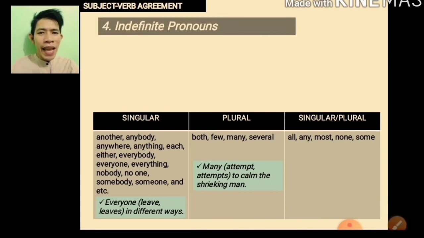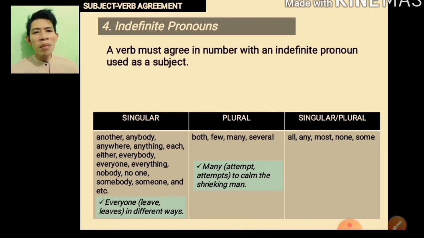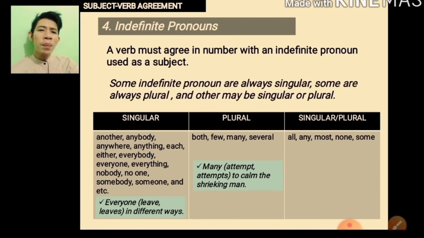So let's take indefinite pronouns. Talking with indefinite pronouns, a verb must agree in number with an indefinite pronoun used as a subject. Okay? So there are connotations or differences between indefinite pronouns. Some indefinite pronouns are always singular, some are always plural, and others may be singular or plural. So I have here a table. The first column is singular, the second is plural, and the third one is singular and plural.